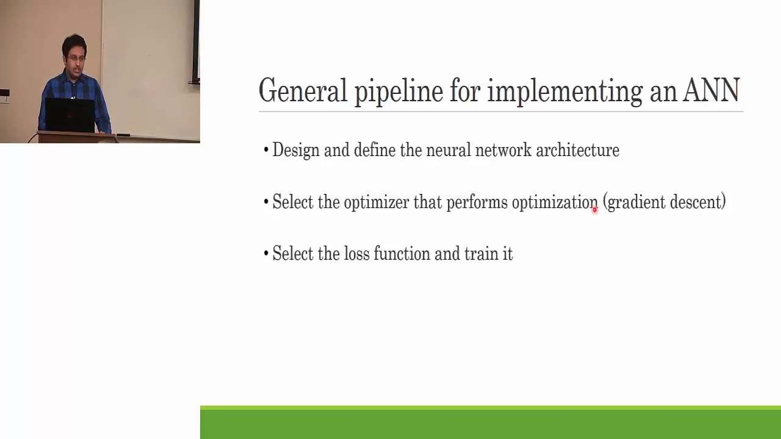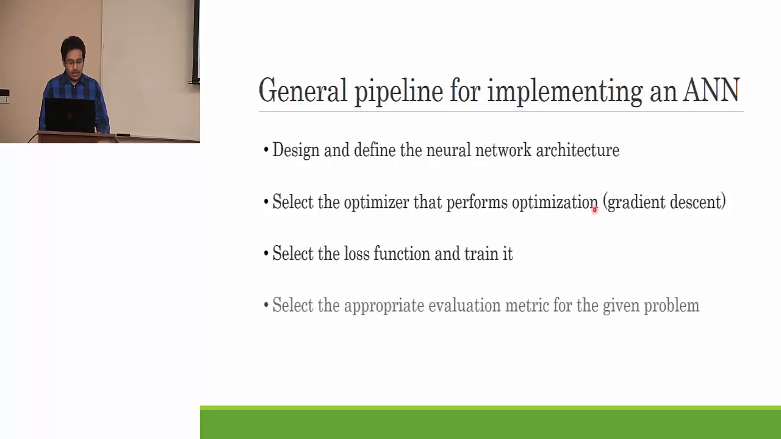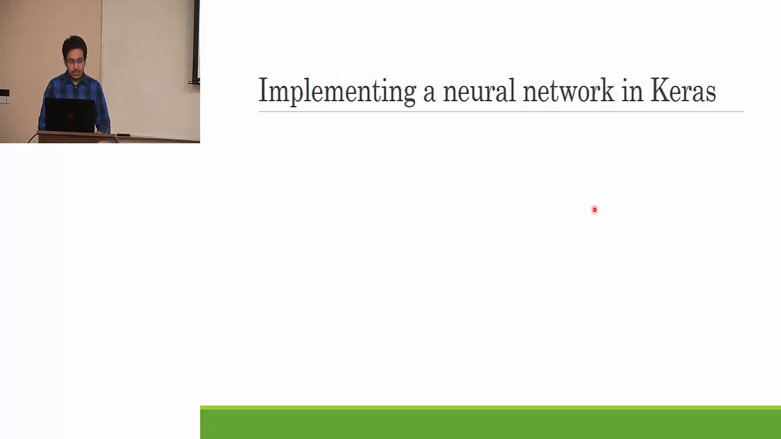And we need to specify the loss function. So the ultimate aim of a neural network is to minimize the loss function, and selecting that loss function makes a lot of difference. And we start training it. And then we need to select an appropriate evaluation metric and evaluate our model at the end using the test set.